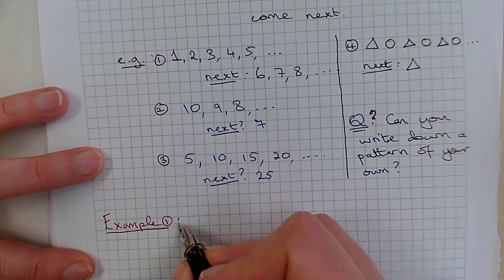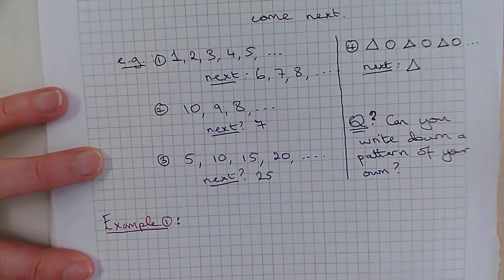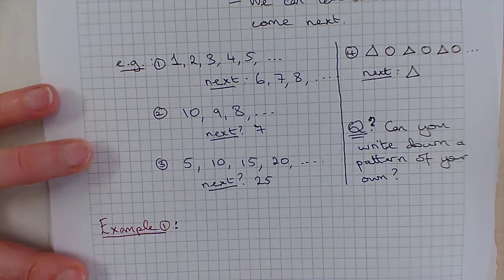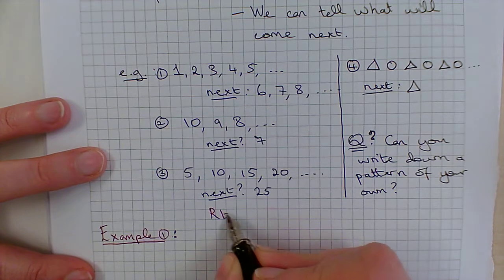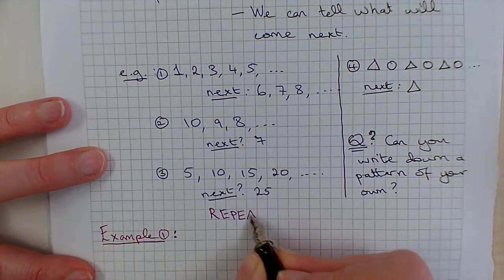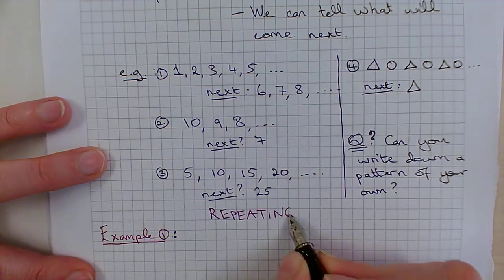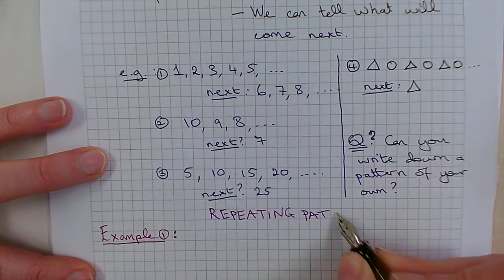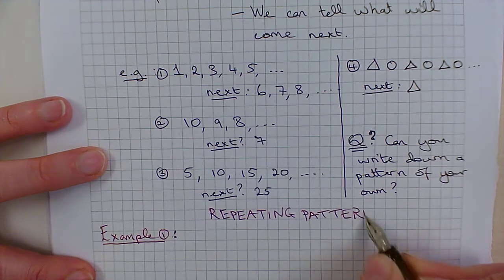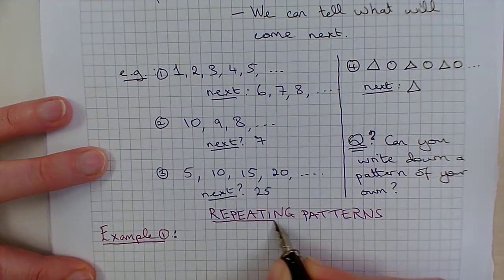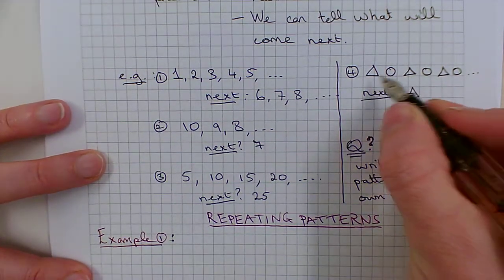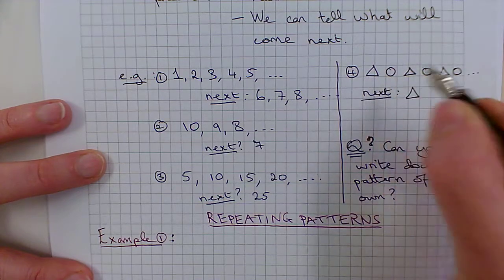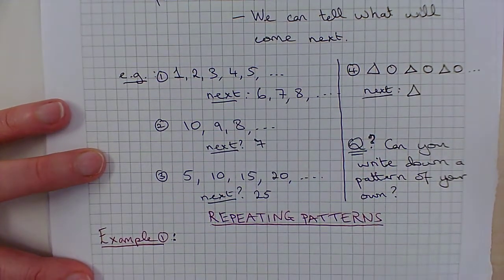There are different types of patterns that we want to learn about in maths in particular, and the first type that we're going to be learning about are called repeating patterns. You'll see these on the walls of tiles or anything artistic, really. In fact, this is a repeating pattern, isn't it? The triangle circle is repeating over and over again.